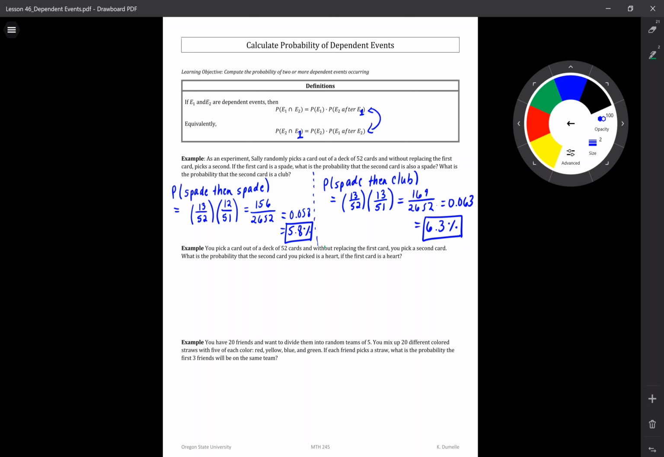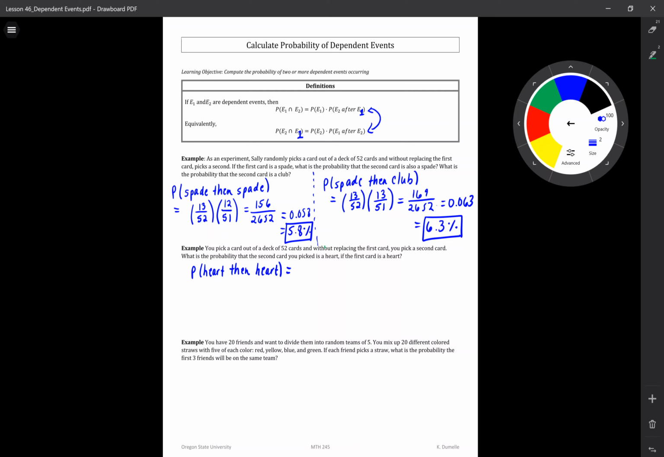Let's do another one. You pick a card out of a deck of 52 cards, and without replacing the first card, you pick a second one. What is the probability that the second card you picked is a heart if the first one is a heart? So this is the same thing as picking a heart first and then a heart second, right? So this is just the probability that I pick a heart and then a heart. The order on here is a little different, right? The probability that the second card is a heart if the first one is also a heart, but it's the same kind of problem.